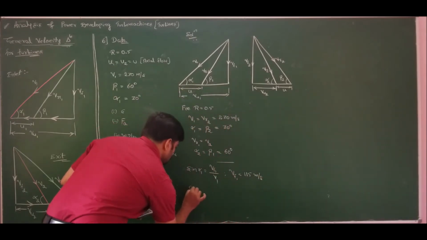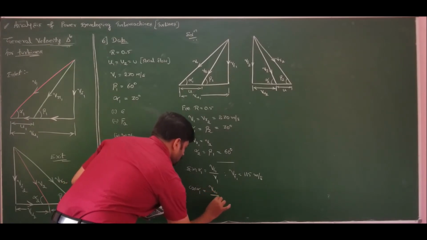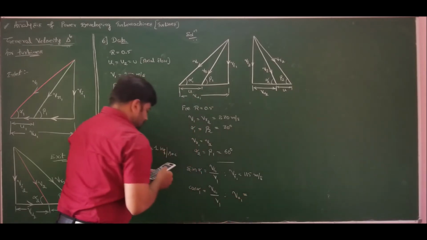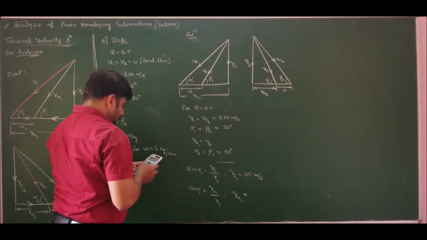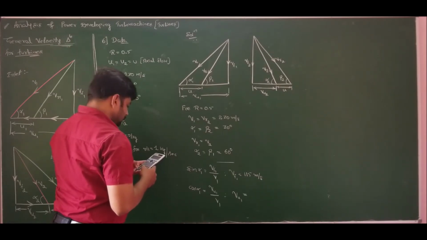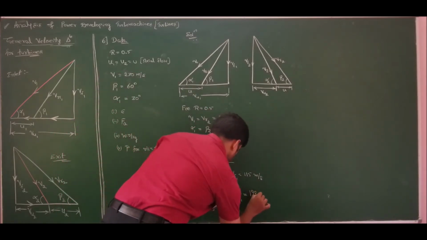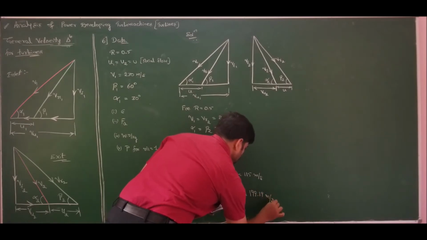If I use cos alpha 1, which is VU1 by V1, I will get VU1 as V1 cos alpha 1, that is 230 into cos of 30 degrees, which is turning out to be 199.19 meters per second.